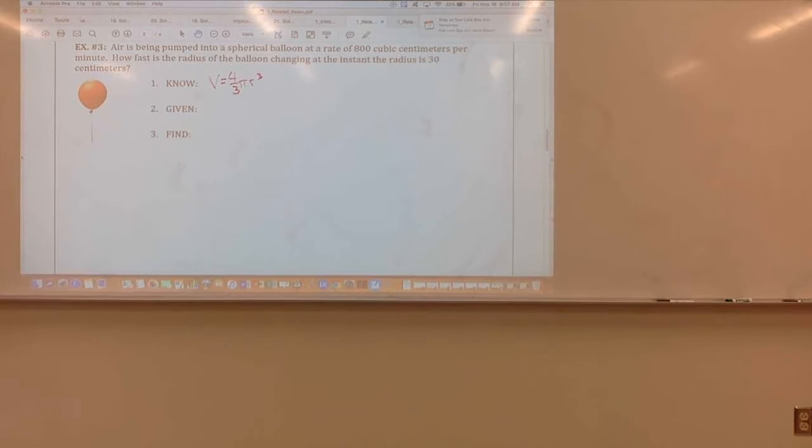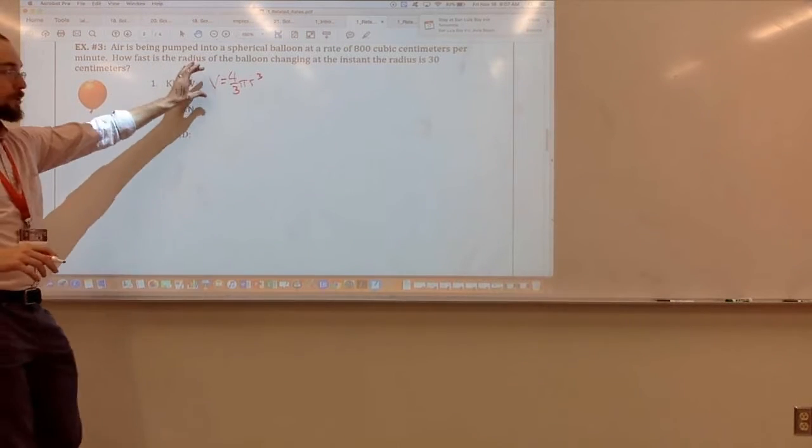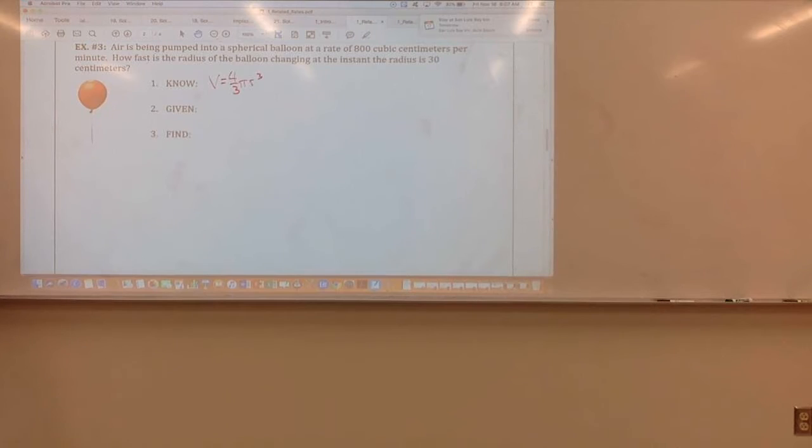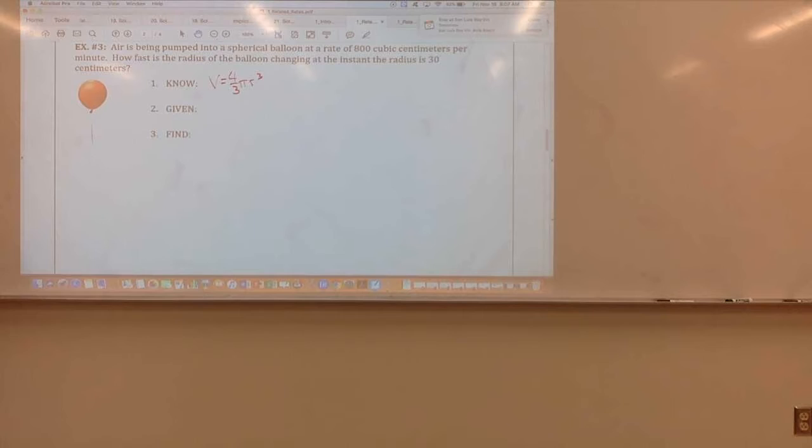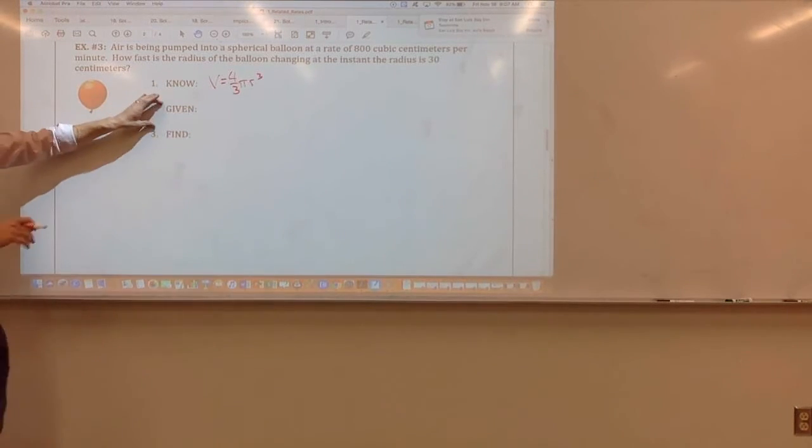Alright, so this one, again, is probably one that you would be given in an actual AP problem. If you need to work with the volume of a sphere, you would probably be given this formula. So then what do I know in this problem? The air is being pumped in at a rate of 800 cubic centimeters per minute. So how would I express that?